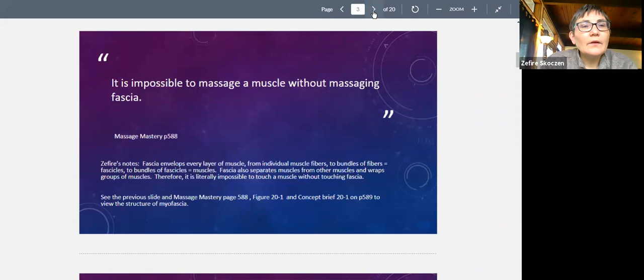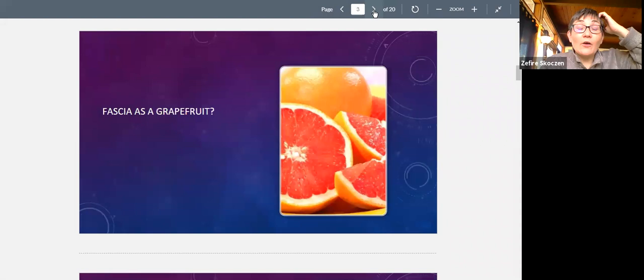Okay, because of all these layers wrapped in fascia, you literally cannot touch a muscle without touching fascia. So you're already doing fascial massage, but now we're going to teach you techniques that help you really unwind that fascia and work well with the properties of the fascia, and also the different connections and trains of the fascia.